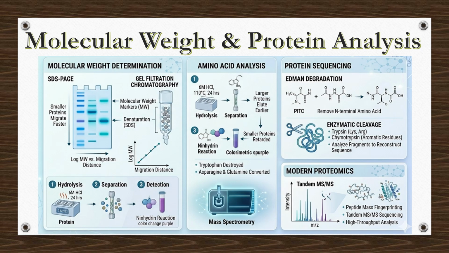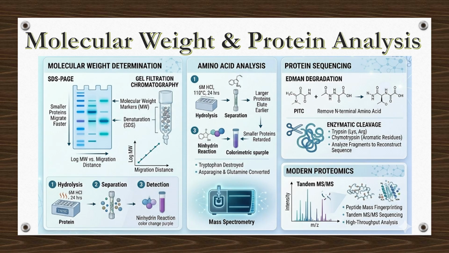Full biochemical characterization of protein goes beyond simply measuring its concentration. It requires determining its molecular weight, analyzing its amino acid composition, and ultimately establishing its complete sequence. Together, these analyses define a protein's primary structure and provide a foundation for understanding its higher order folding, function, and interaction. Molecular weight can be estimated by several experimental methods.